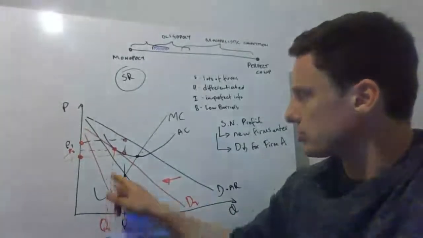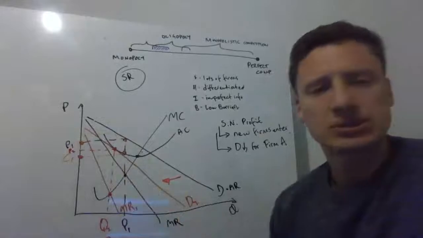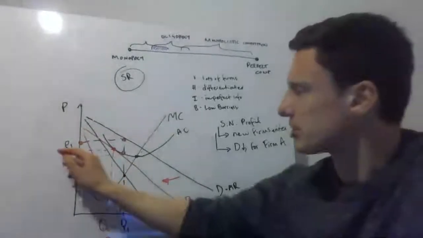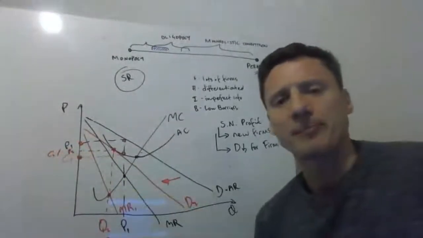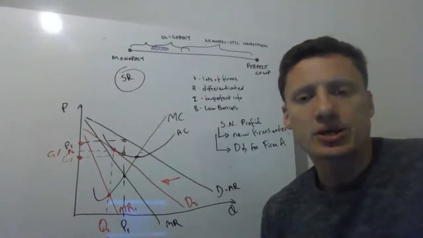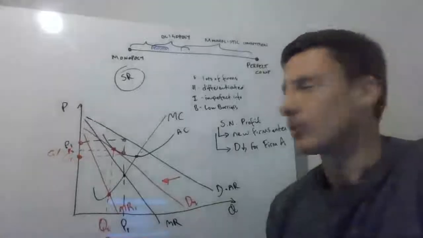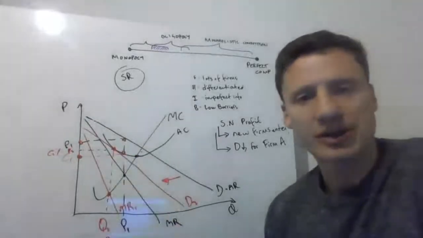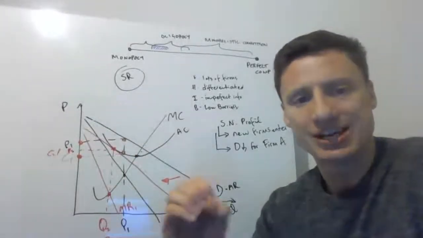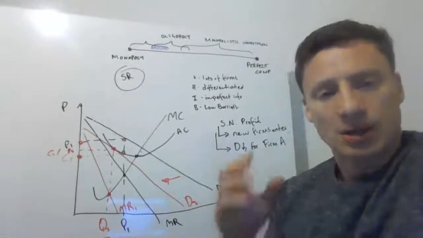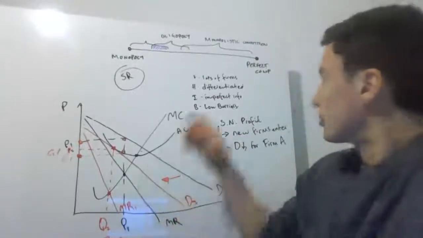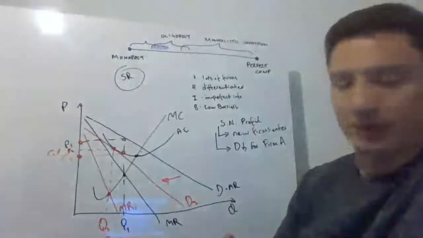I read up from Q2 to the average cost. Oh, it's a P2, so P2 is equal to AC2. And what does that mean? Well, it means that I'm no longer making supernormal profit. It means that I'm just making normal profit. When AR equals AC, we know that that's where normal profit is made. So zero economic profit. This was the same conclusion that we reached with perfect competition.